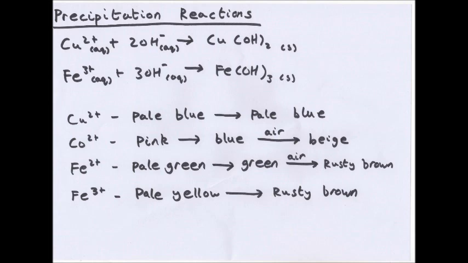And you need to know the colours. Copper solution is pale blue and it forms a pale blue precipitate. Cobalt 2+ is a pink solution which forms a blue precipitate, and then in the presence of air, it produces a beige colour. Iron 2+ is a pale green solution, forms a green precipitate, and in air it oxidizes to form iron 3+, so you get a rusty brown or a brick red colour. Fe3+ is a pale yellow solution, which turns rusty brown or brick red when it forms its precipitate.